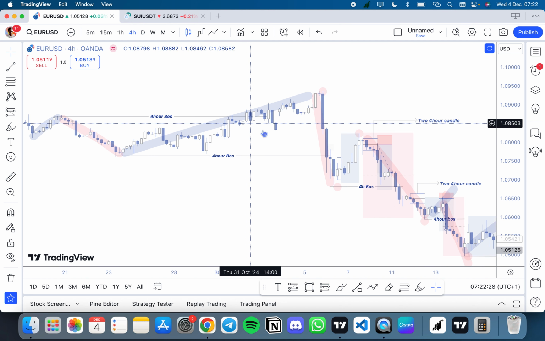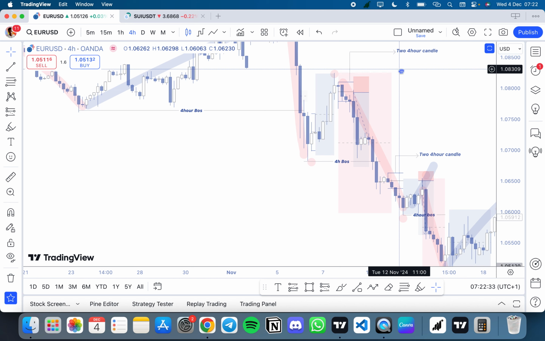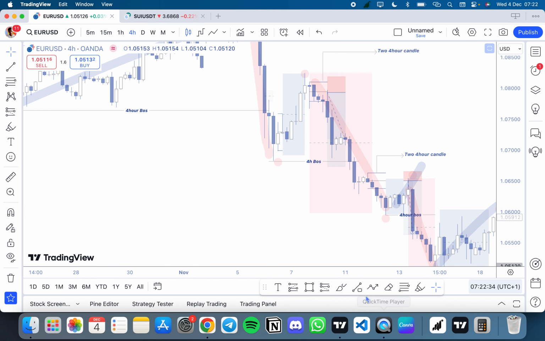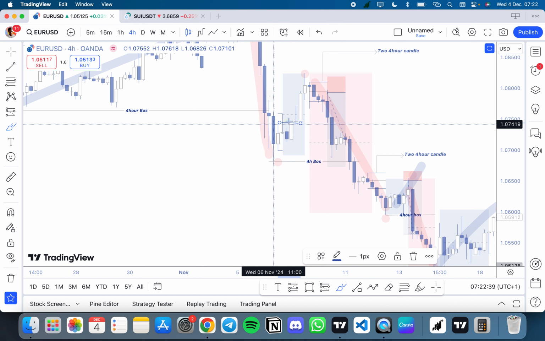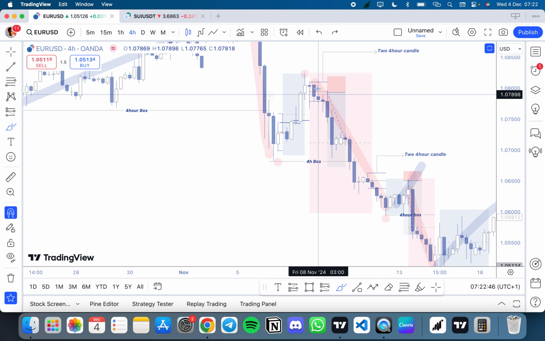We look for three bearish candles, and afterwards we look for our 2-4-hour candles. That's just how it happens. So if we're checking, we have first valid candle, second valid candle, and third valid candle. So this is a valid pullback. And in any case scenario, we can start looking for the 2-4-hour candles.